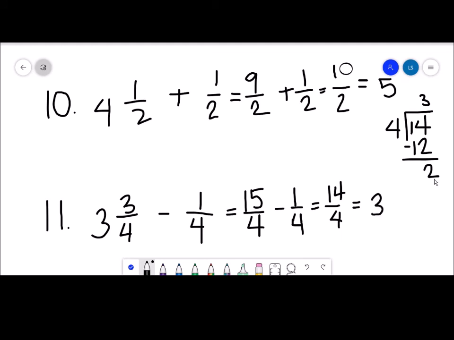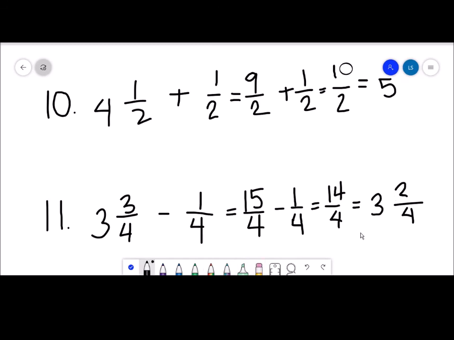Okay, so our whole number is 3. And then, our new numerator is 2. Yung 2, yung remainder po yan. And then, same denominator, yung ginamit nating divisor. Okay, so, balikan natin itong solution natin. So, our final answer is 3 and 2/4. Pero final pa nga ba talaga to? Pwede pa tong i-lowest term, di ba?